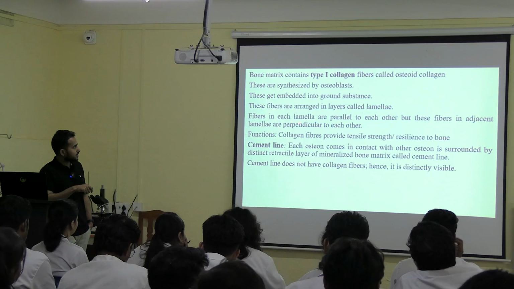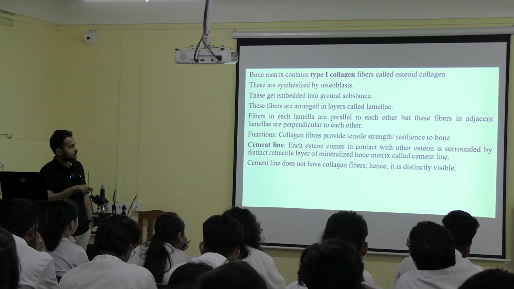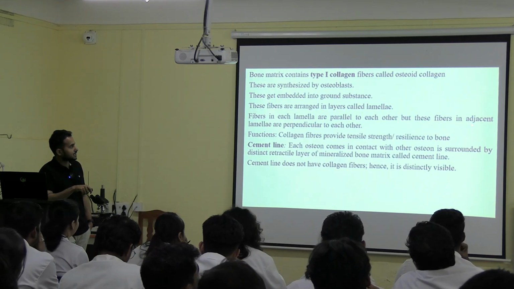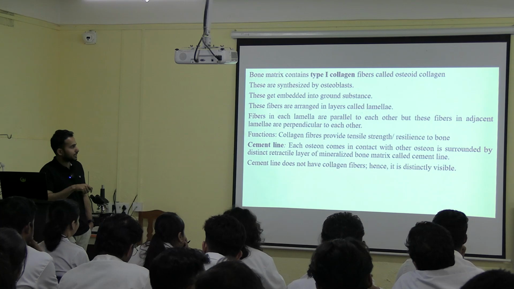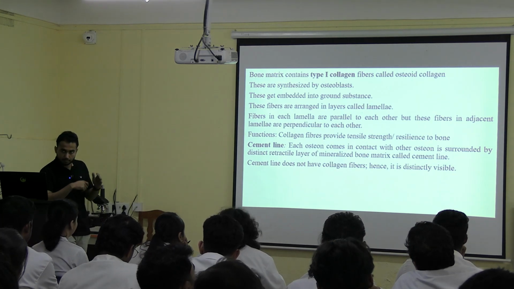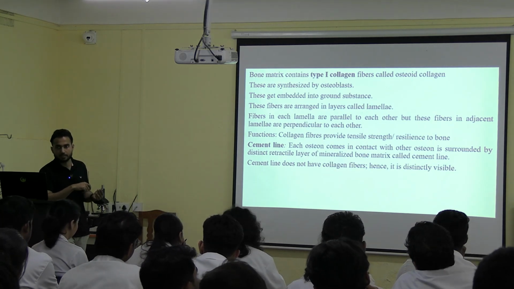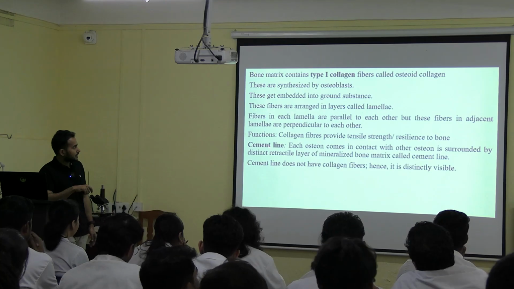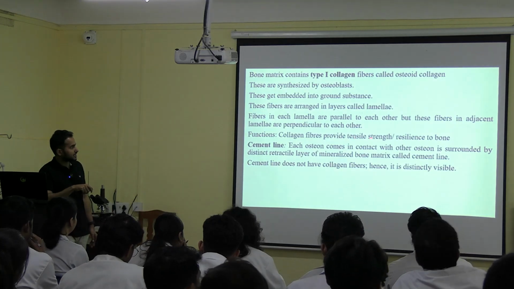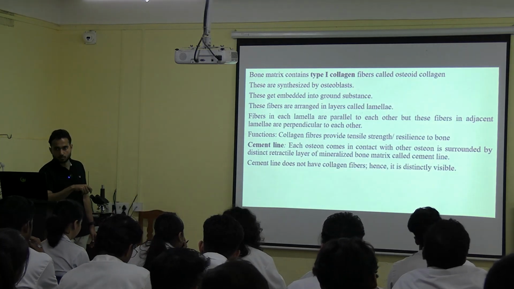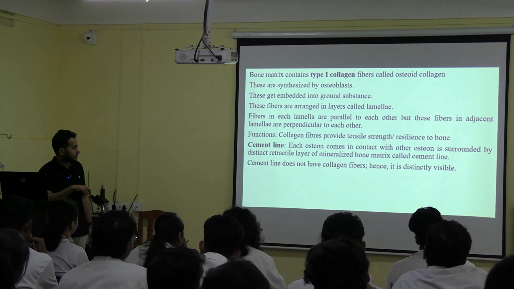Okay. Now the fibers of the lamellae are parallel to each other, but these fibers in adjacent lamellae are perpendicular to each other. So this is a particular arrangement of the fibers which are present in the bone. Now the function of the collagen fibers: they provide tensile strength and resilience to the bone. That's why collagen fibers are present.